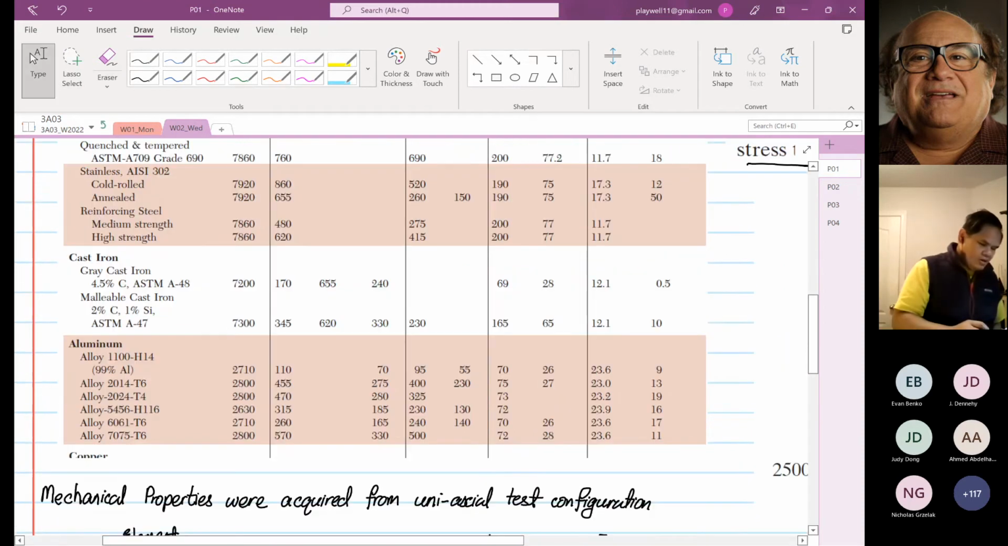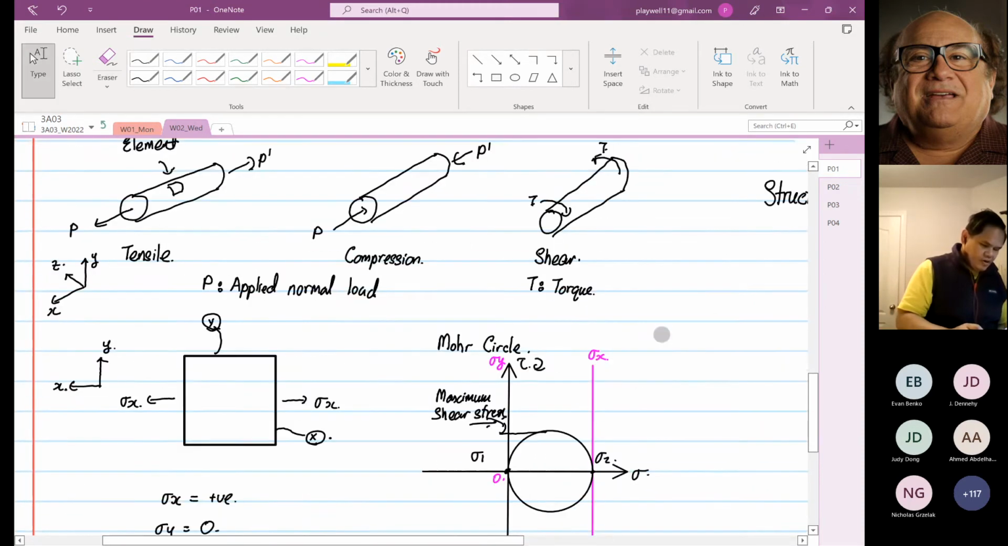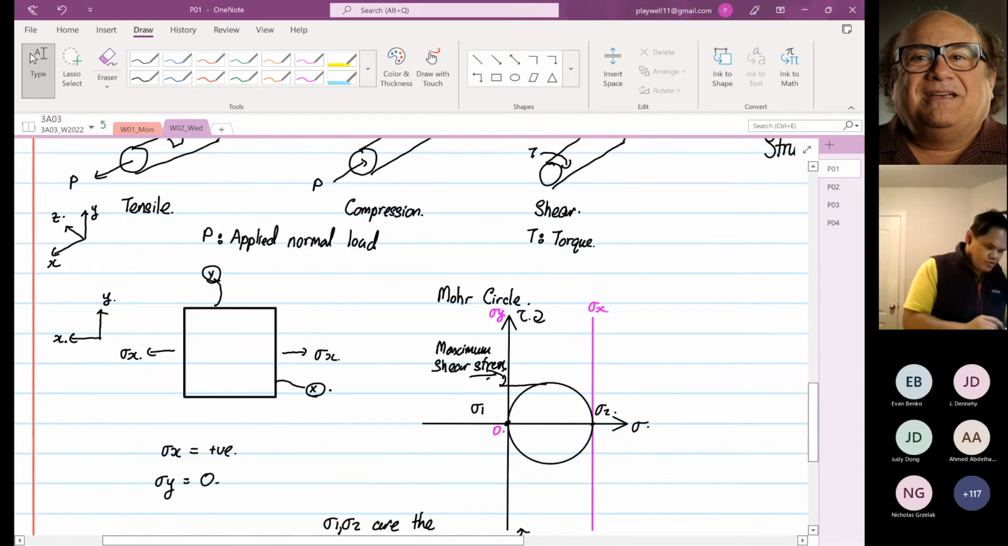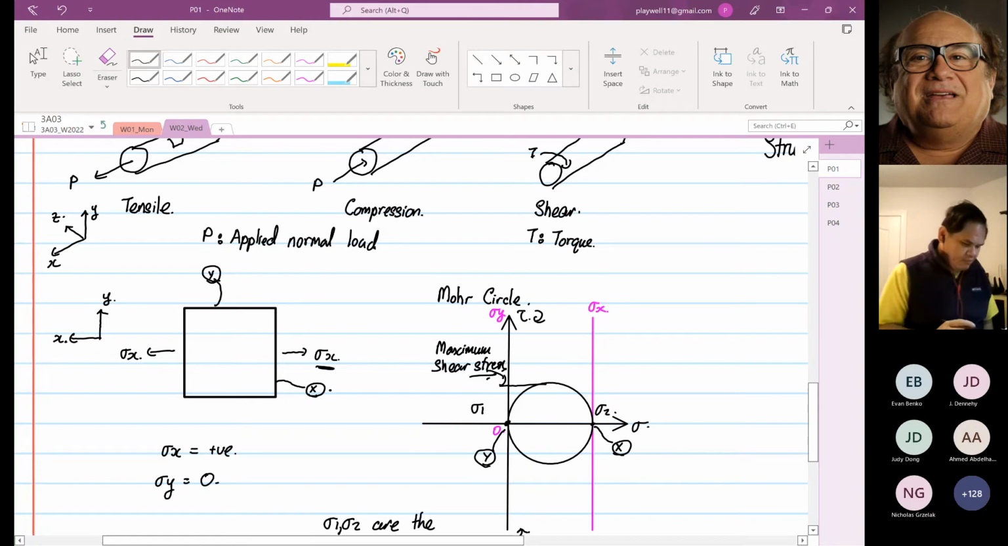Then I drew for you guys, we pick an element out. I drew for you guys what this element will look like. And because the stress is just in one direction, you have stress X. And then we are able to construct Mohr's circle. In Mohr's circle, this will be your point X. This will be your point Y, and point Y is 0 over here, as there are no forces applied to it.